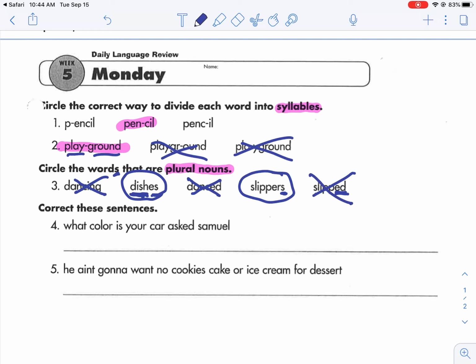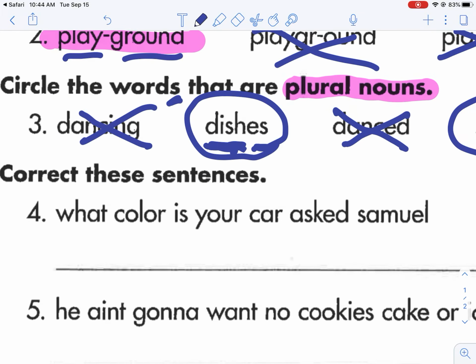Okay, for the last 2, we get to correct some sentences. The first one reads, I think you know all these words, so that's not the problem, but we have to punctuate it and fix it. It says, what color is your car? Asked Samuel. Well, Samuel is a person, and he is talking to us, so we're going to put what he says in quotation marks, capital W.